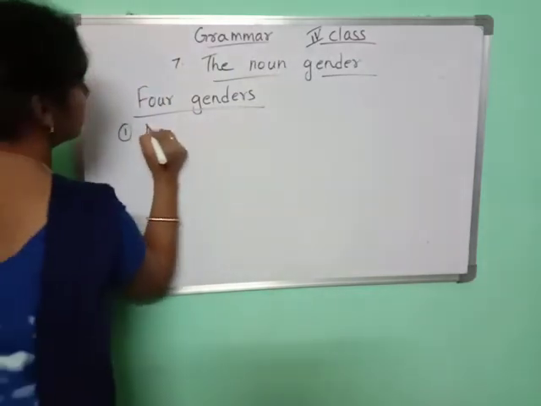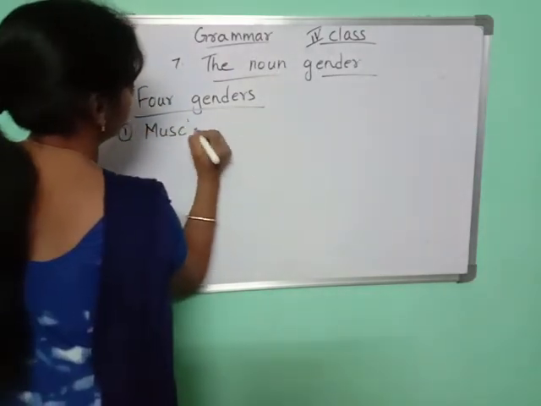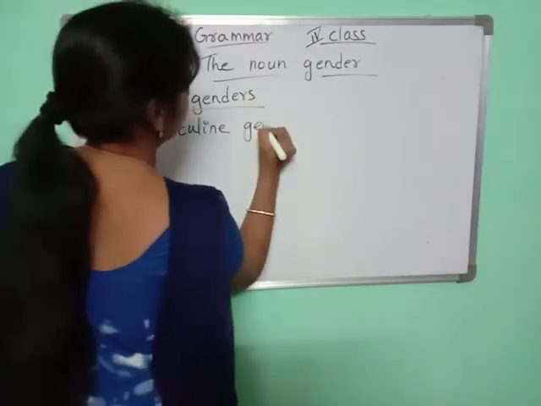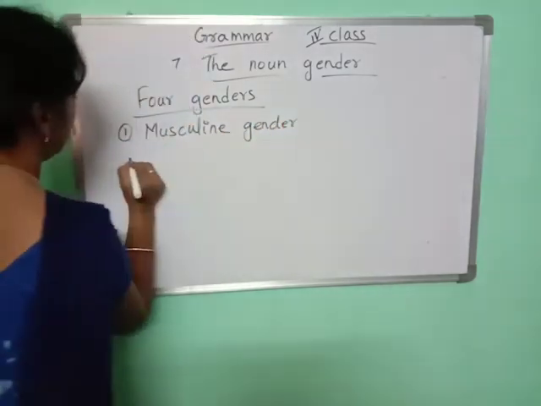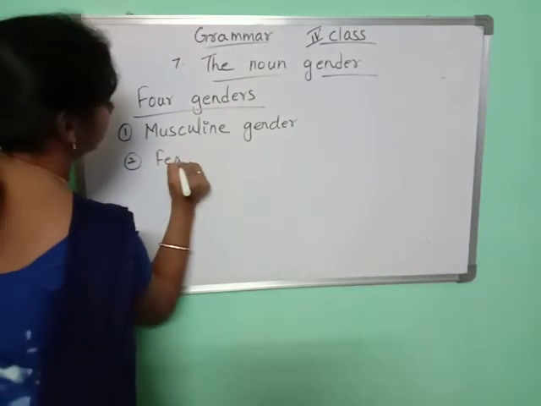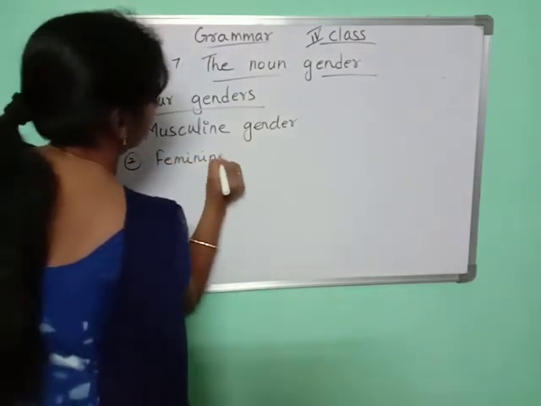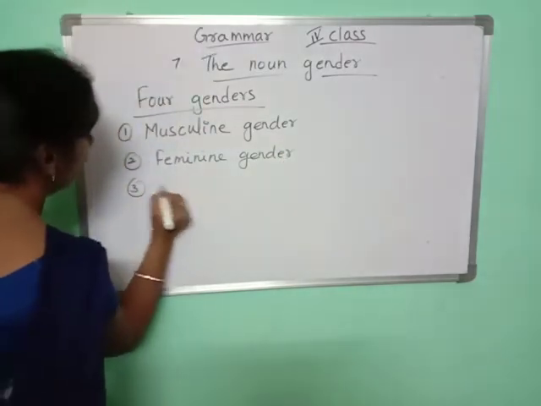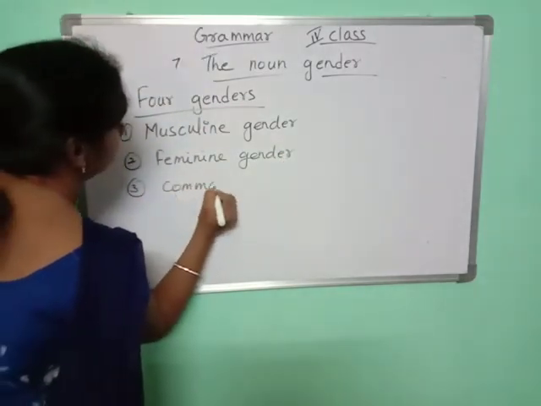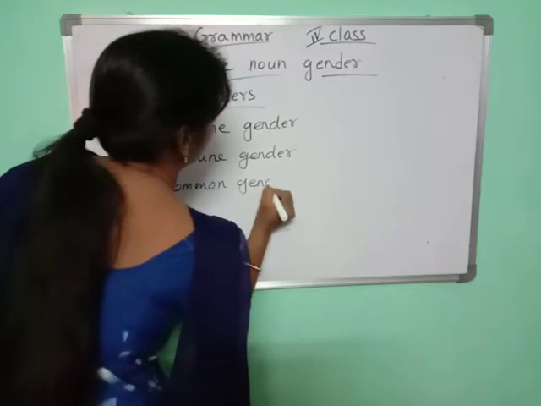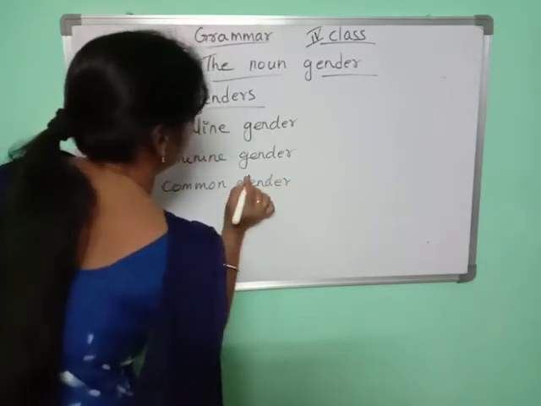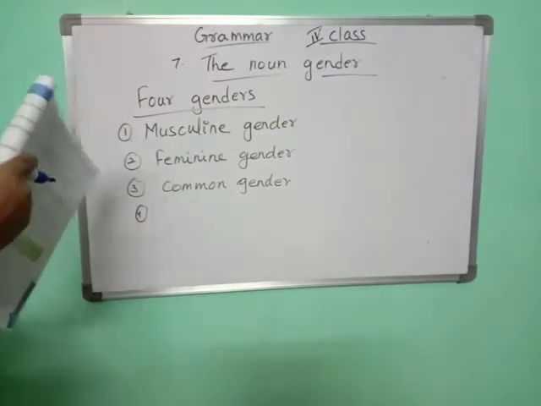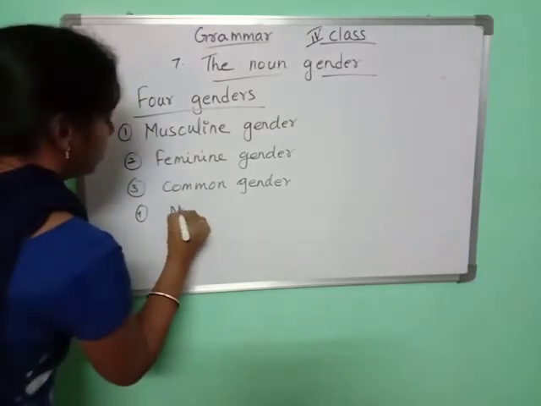First one is masculine gender. Second is feminine. Third is common gender. Fourth is neuter gender.